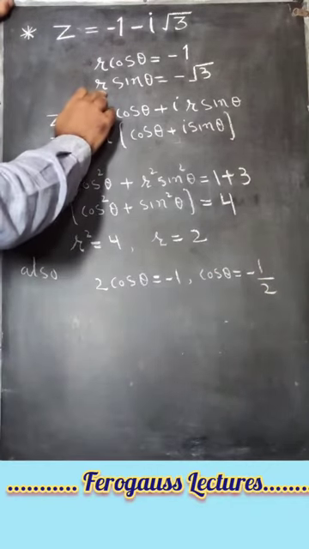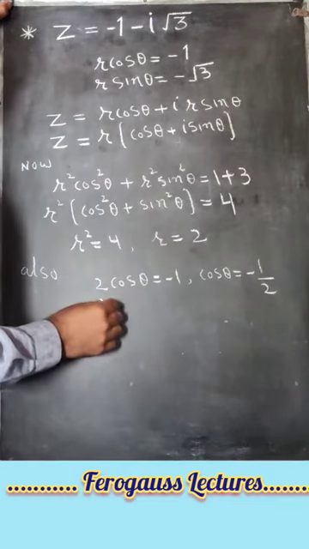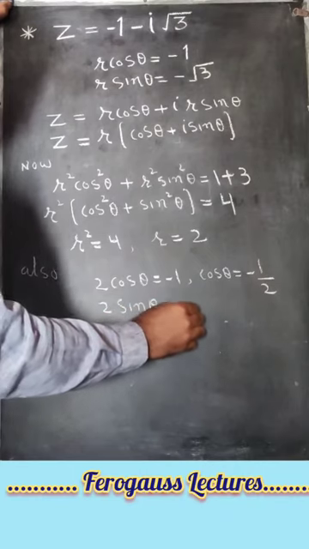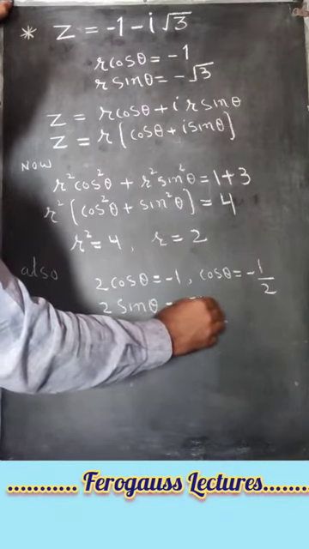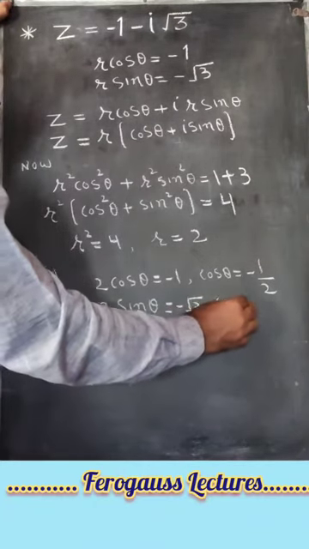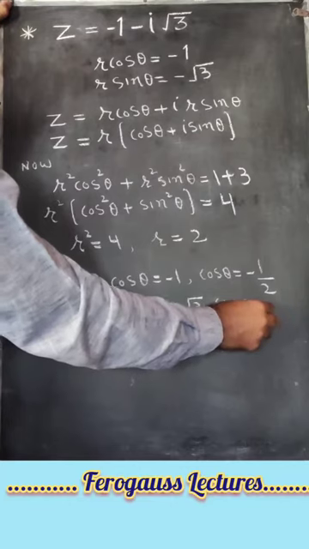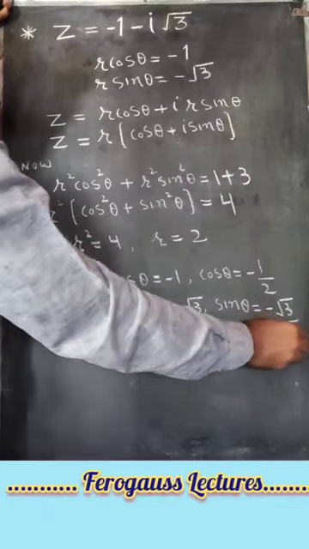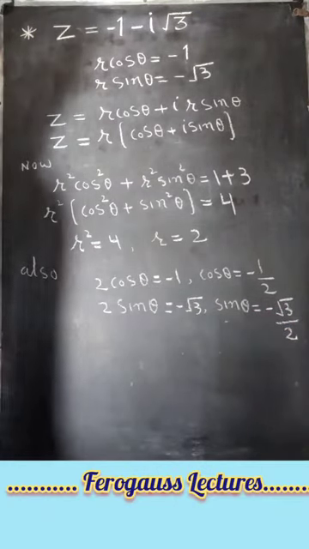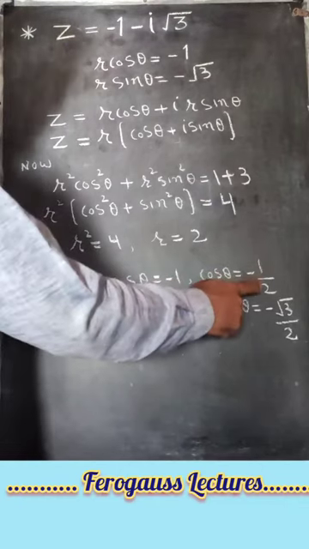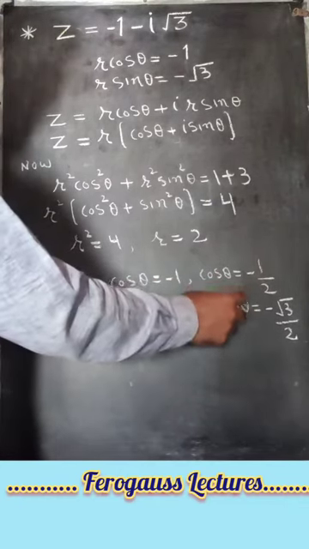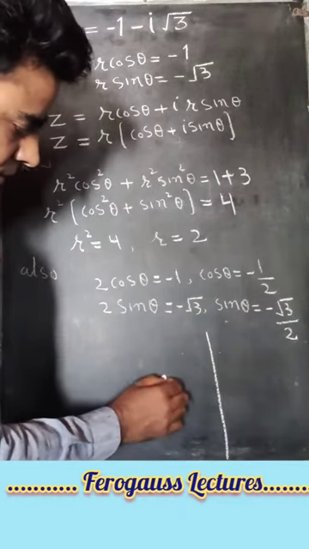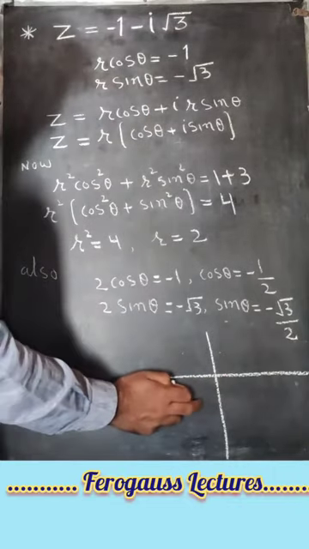Now in this equation we use 2 instead of r, so we get 2 sin theta is equal to minus square root of 3, or sin theta is equal to minus square root of 3 divided by 2. Now cos theta is negative, also sin theta is negative. That means theta lies in third quadrant.